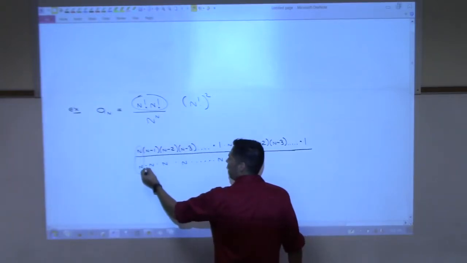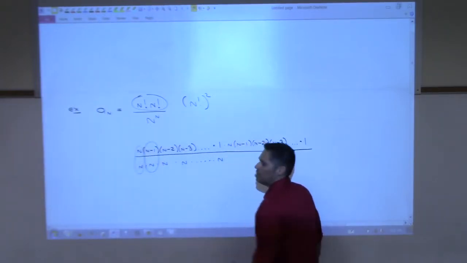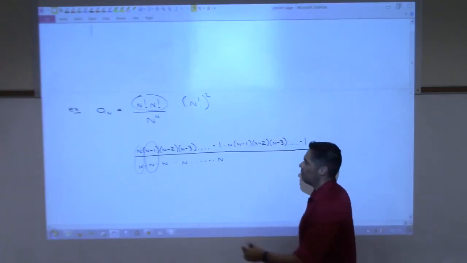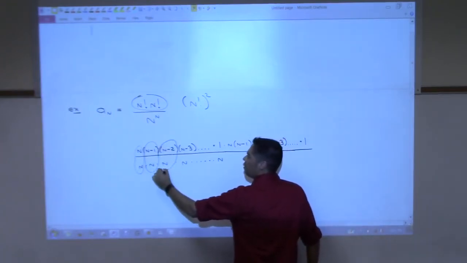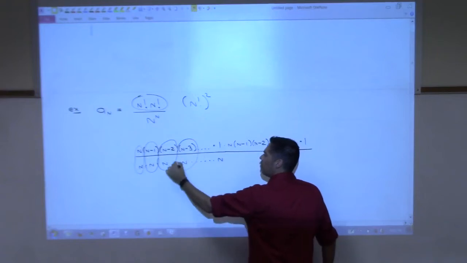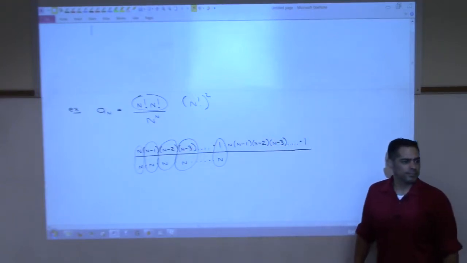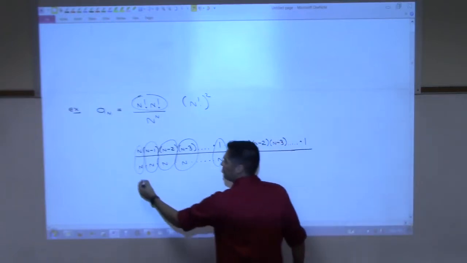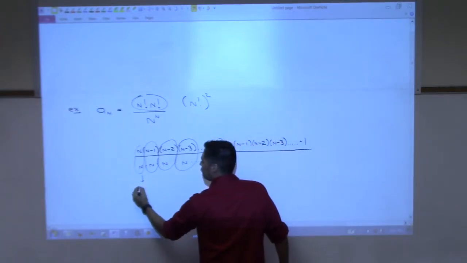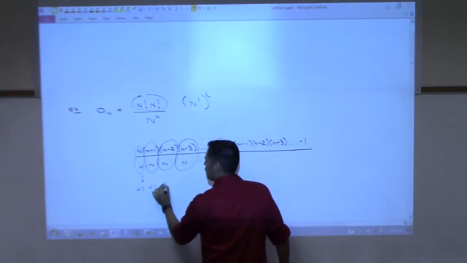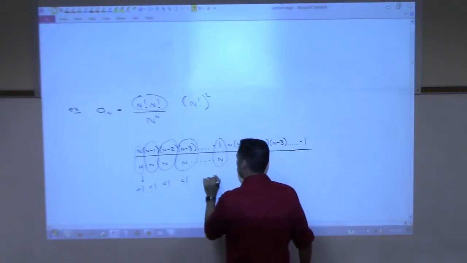I know that this right here is smaller than 1, isn't it? This right here, smaller than 1, smaller than 1, all the way till I get to here. So if you want, you could say that each of these is smaller than 1, all the way to here, smaller than 1.